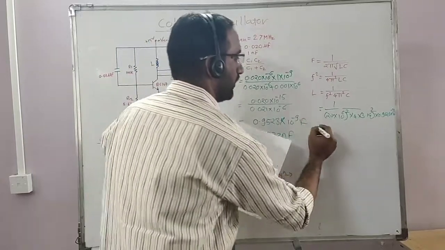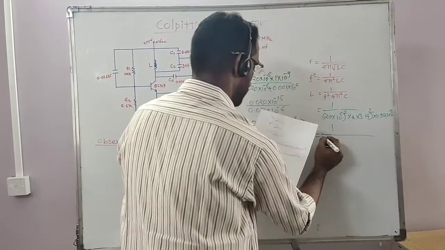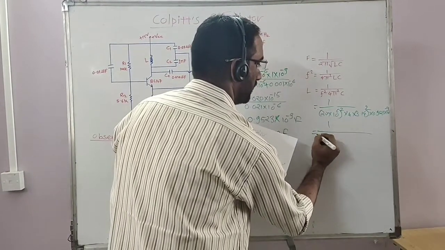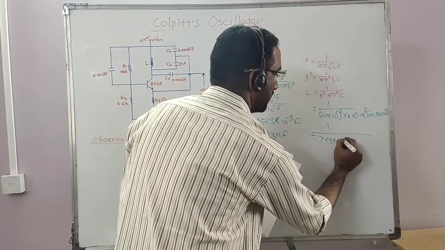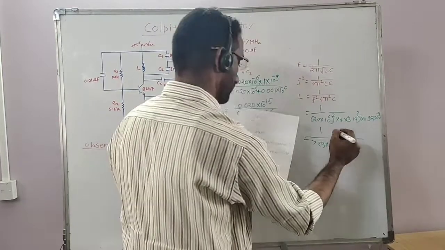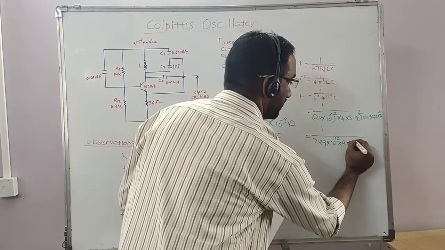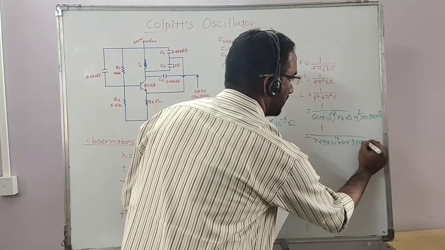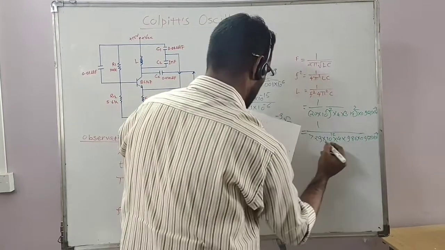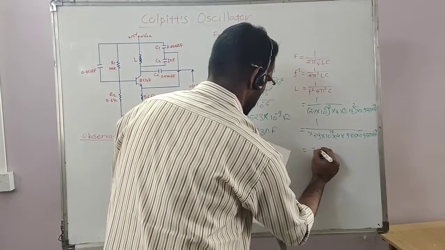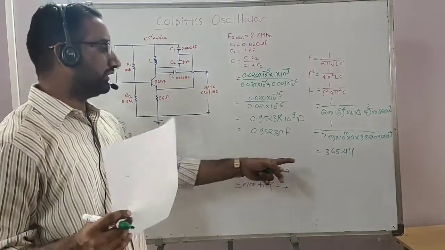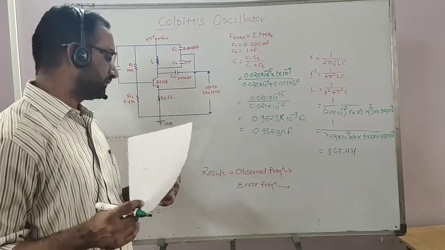Now taking the square of this term, the square of 2.7 is 7.29. Then 10 raised to 6 squared is 10 raised to 12. Here 4. The square of 3.14 is 9.86, and the value of capacitor is 0.9523 into 10 raised to minus 9. So after calculation we got this result, 3.65 microhenry.